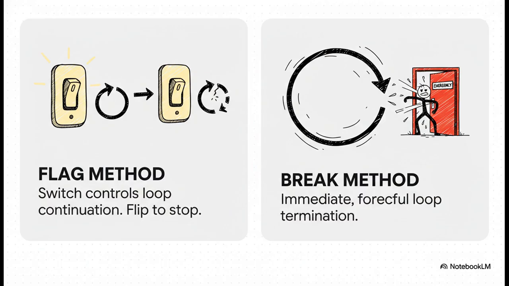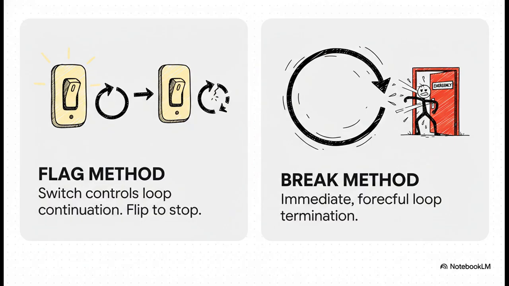First is using a flag. This is like a light switch. You set a variable, maybe called active, to true. The loop runs while active is true. Then, somewhere inside, when you're ready to stop, you just flip the switch. You set active to false. It's a nice, clean way to end things.